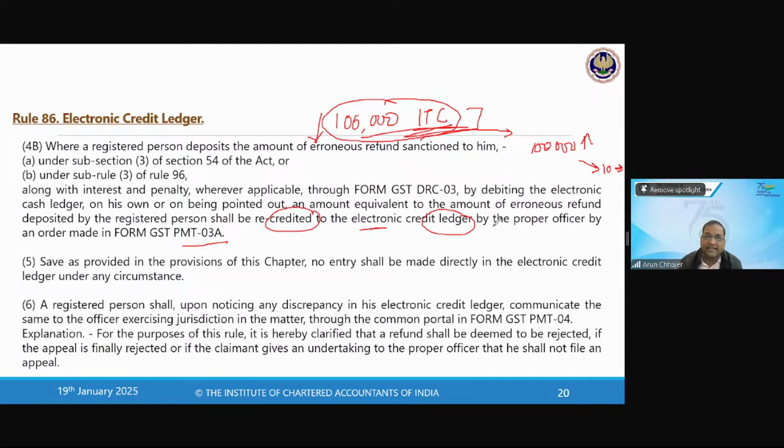What is the requirement? Is that clear? Why have they used the concept of PMT-03A with DRC-03A for confirming this? Okay, let me explain once again.